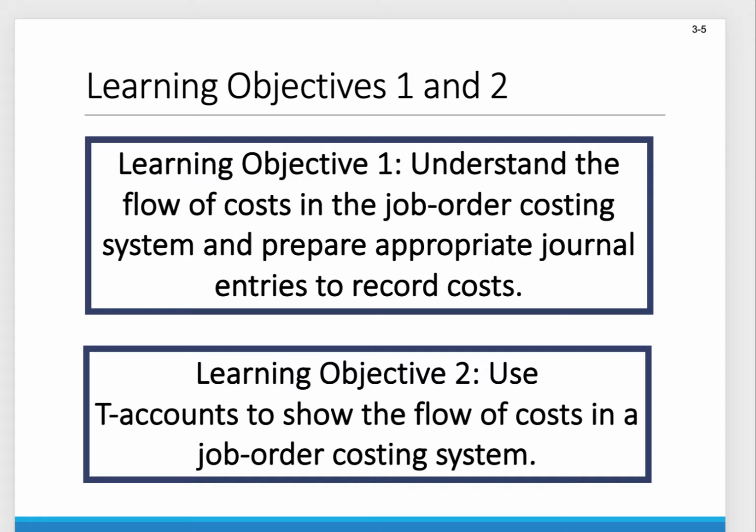Now we're going to switch gears a little bit and say, okay, we know how to do all that stuff. Now what we want to see is, what does it look like in the record keeping system? Meaning, how do costs flow in the job order costing system, right? What are the journal entries that we use?